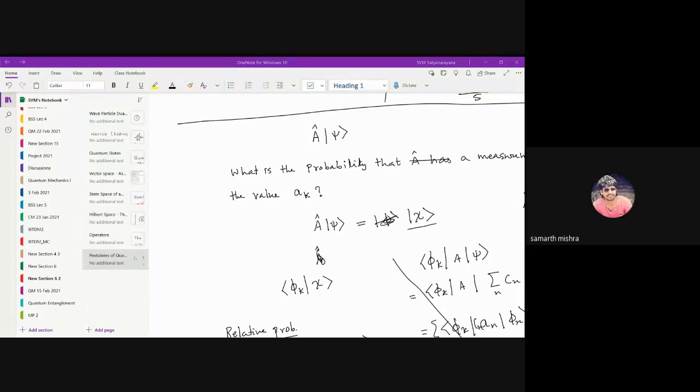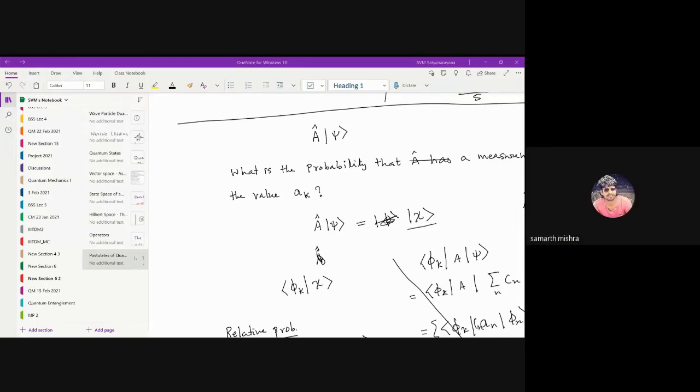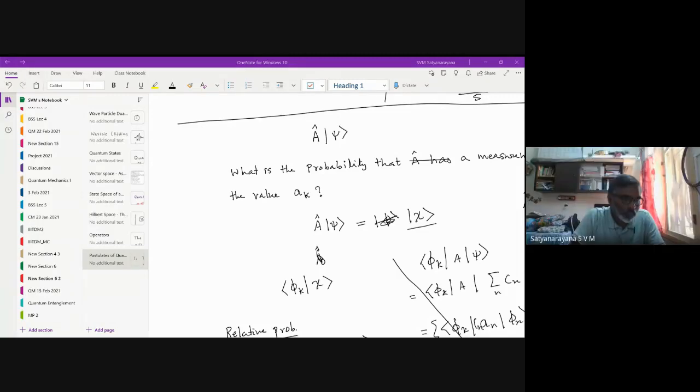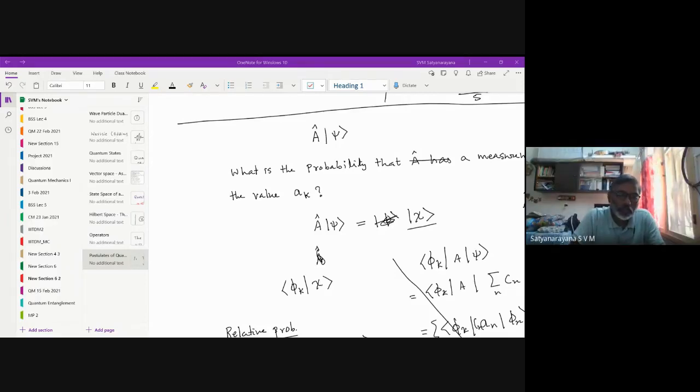Excuse me, sir. Sir, I have one more question. When we solve this question, what is the component of momentum along the position basis? As a result, we got the function to be e power ikx, right?